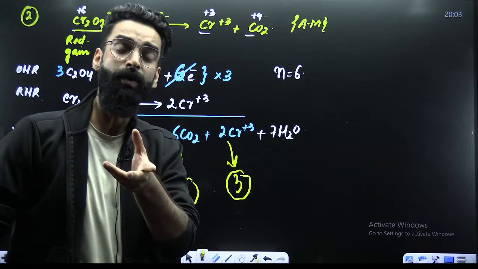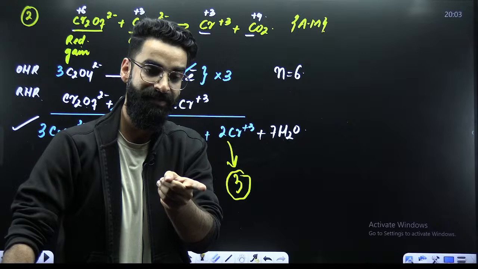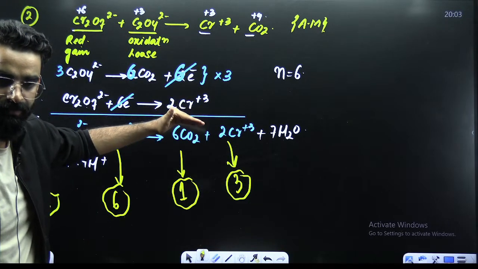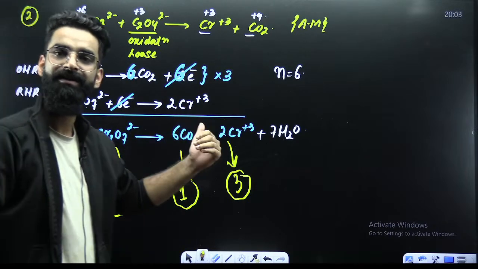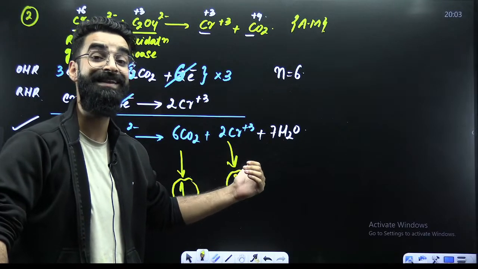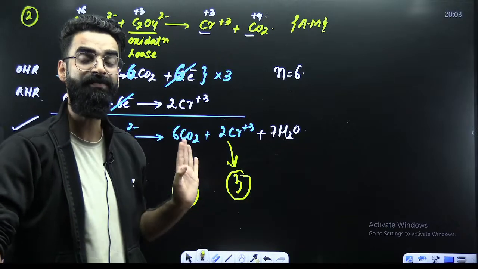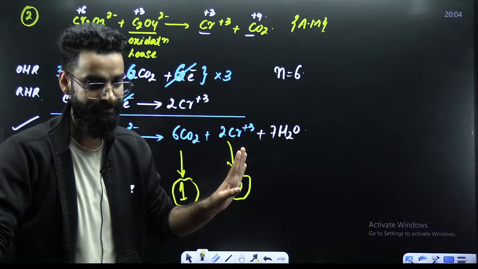Can you let me know what will happen in ion-electron method in basic medium? The process is going to be similar. There'll be one change. In acidic medium, we balance oxygen first, but in basic medium, we'll be balancing negative charge first with the help of OH negatives. Then we'll be balancing oxygen with the help of H2O molecules. Rest everything is clear.